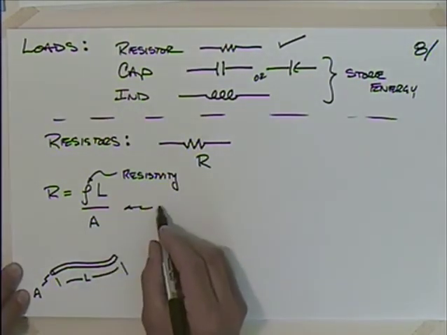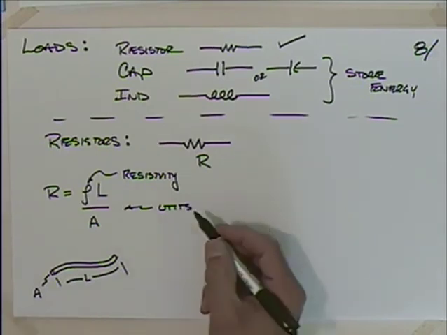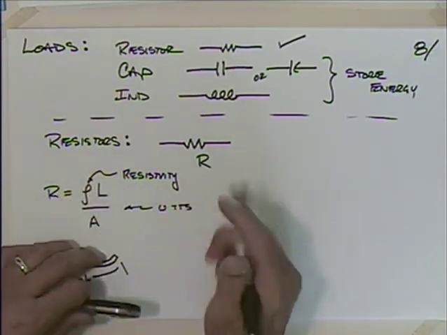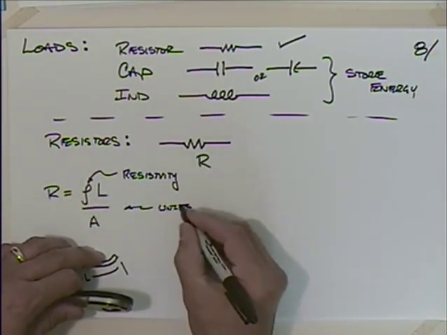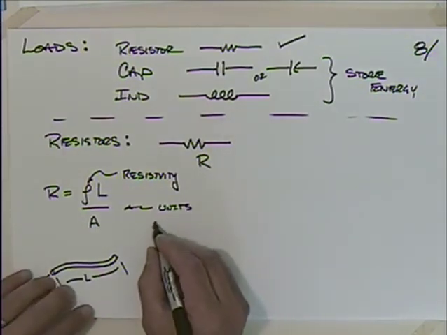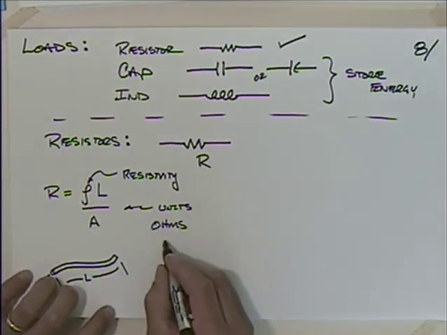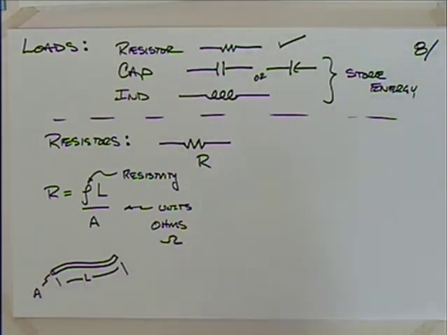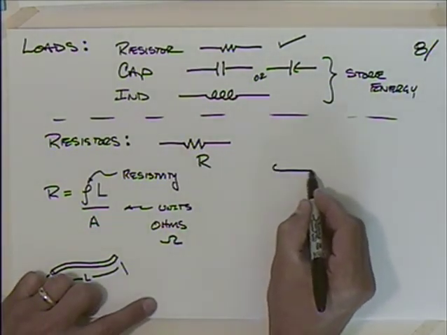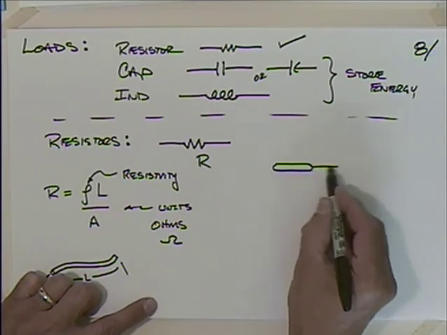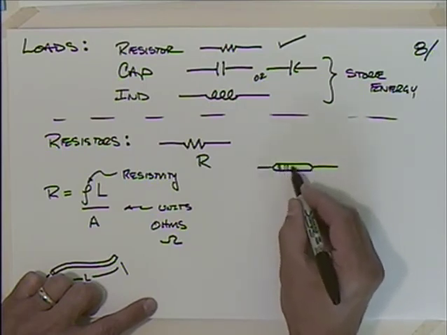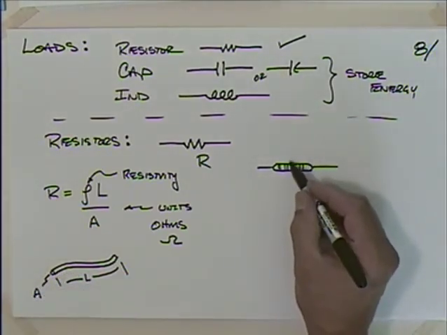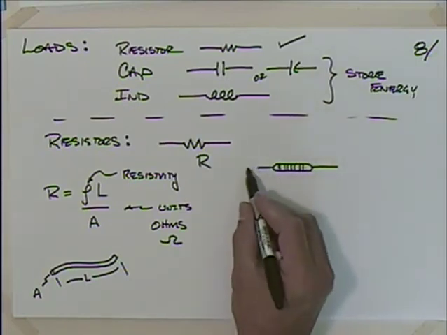This is going to have units of ohms, named after George Ohm, and we give the symbol like that. Okay, and a lot of times we have these devices. They can take on a variety of different shapes, but a lot of times they'll have some color codes on it, like that. And it's a purpose-built resistor, and we'll talk about those color codes in lab. You'll get a chance to use a lot of those.